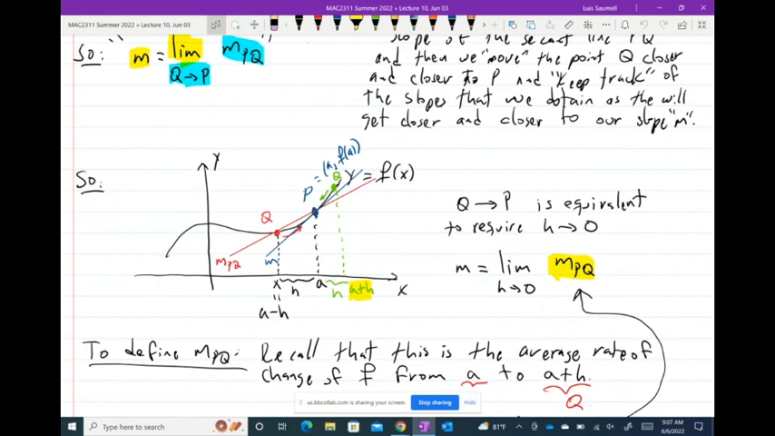Why do we only care about the slope? Because remember, we want the equation of the line. But what do you need for the equation?